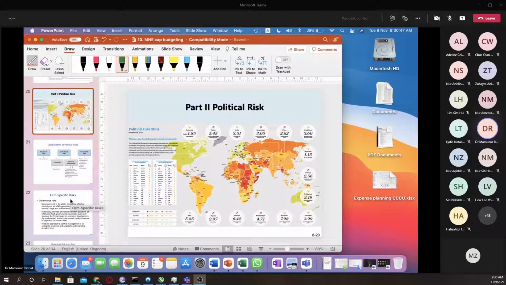Political risk is nothing to do with political parties. Let me tell you the first thing. Political risk has nothing to do with political parties. Political risk is something about country risk. Some people call it country risk.